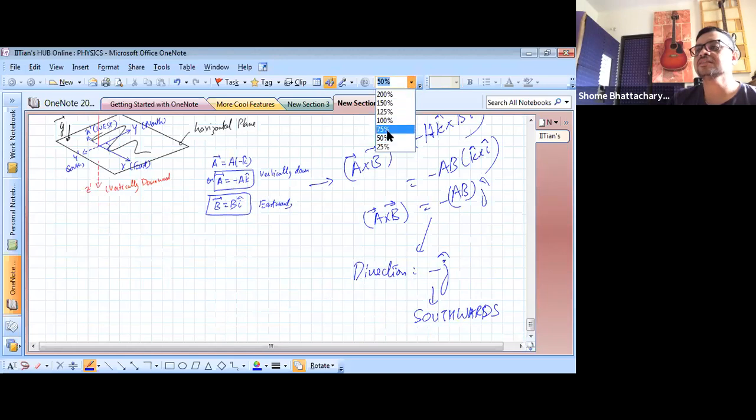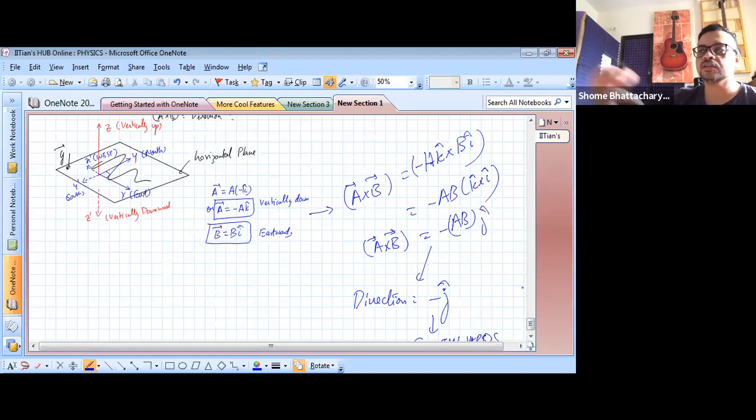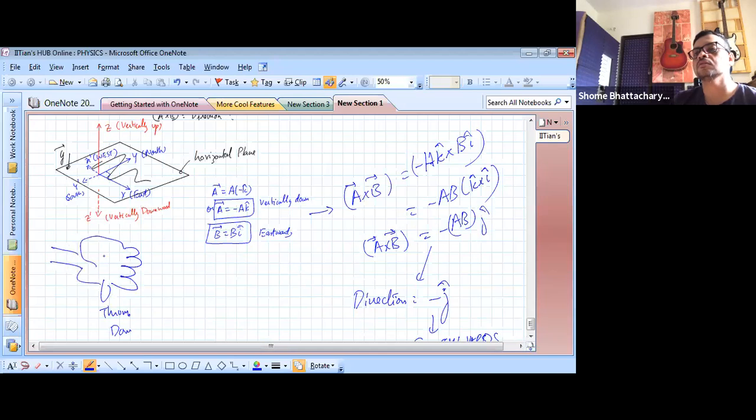Or you can imagine this diagram in 3D and apply the right hand thumb rule. So point your thumb downwards and your fingers towards east. So you'll see your palm is pointing towards south. So in this diagram, if you point your thumb downwards and your fingers eastwards, you'll see that your palm is pointing in this direction, pointing southwards.